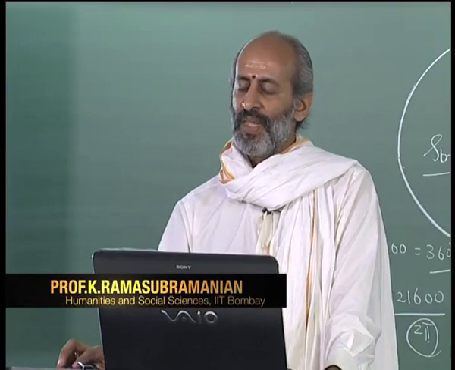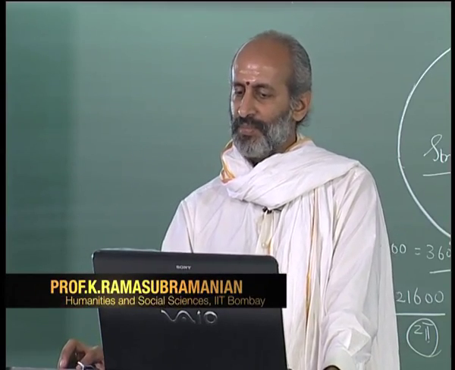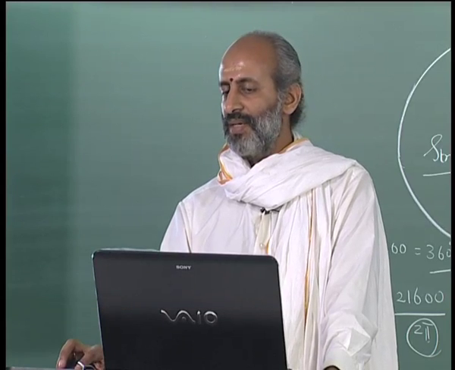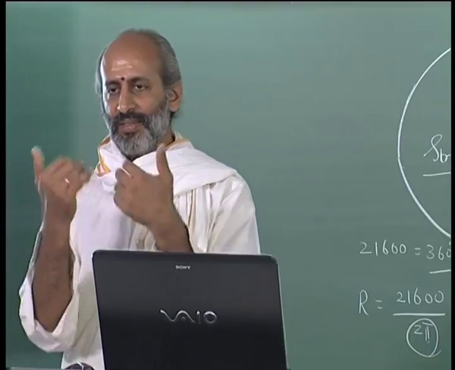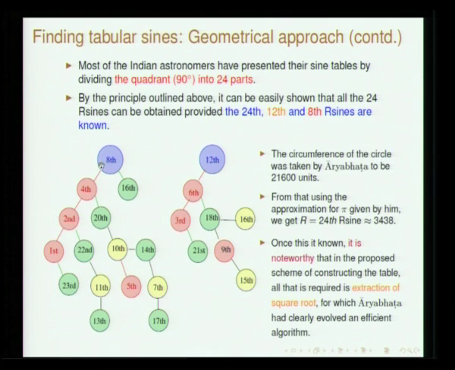You will be able to construct the entire sine table. The principle is just simple. R sin theta gives R cos theta, and that gives R verse theta, which is R minus R cos theta. From sin theta and verse theta, as we have shown here, you will be able to get theta by 2. Once theta is known, 90 minus theta is known and theta by 2 is also known. With this you will be able to construct the entire sine table. I am just going to show how this scheme will work.